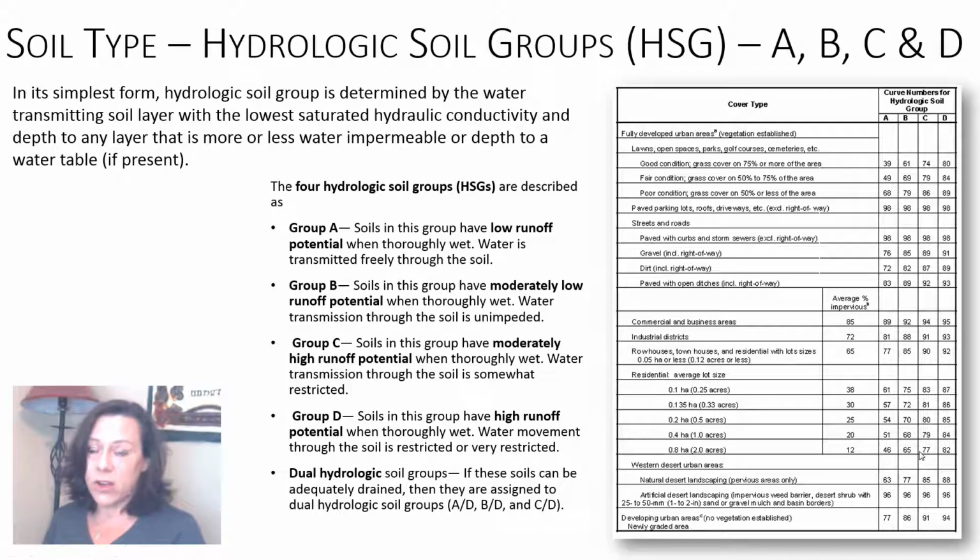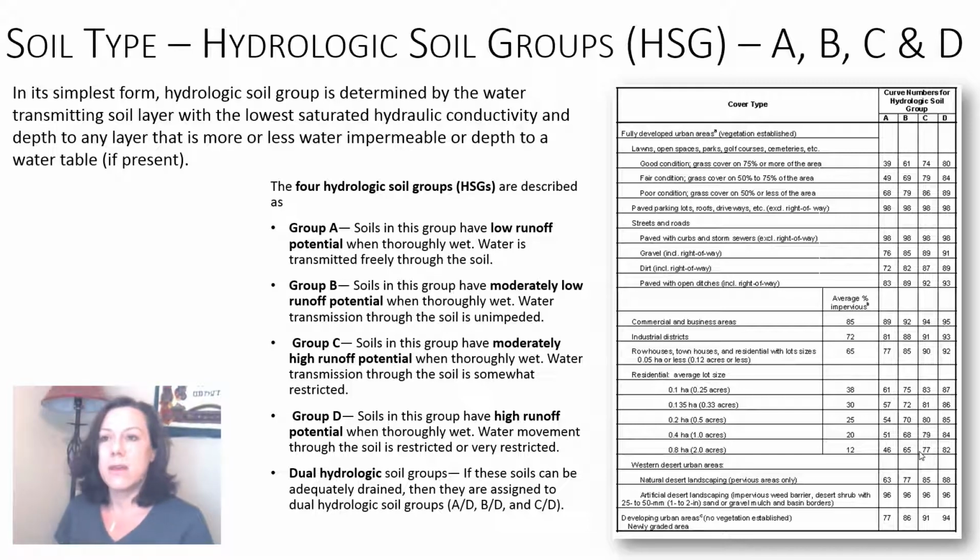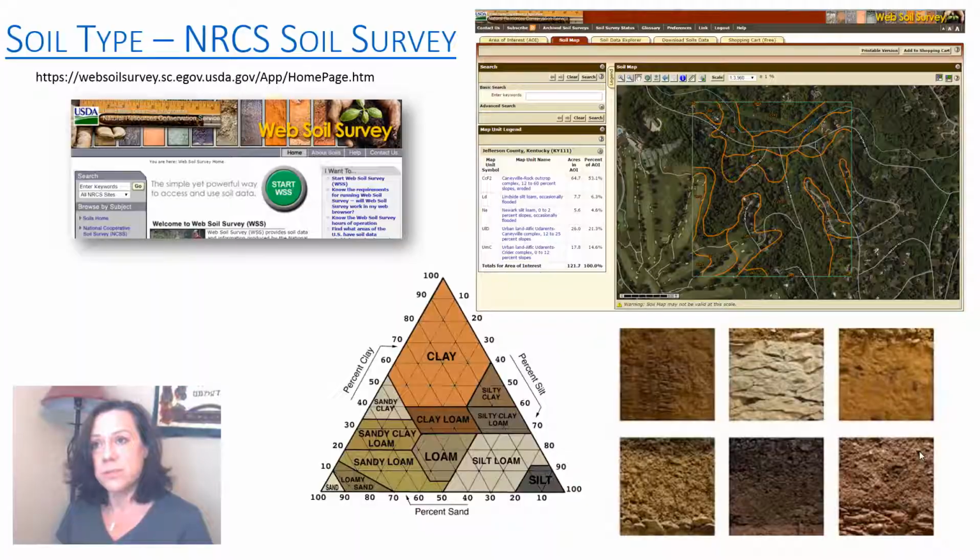Now, the higher the curve number, the more runoff you're going to get. The lower the curve number, the less runoff you get. So runoff is huge. Runoff is the amount of water that we have to take into ponds. We have to make our ponds bigger if we have more runoff. So just keep that in the back of your mind as we go through all of this semester.